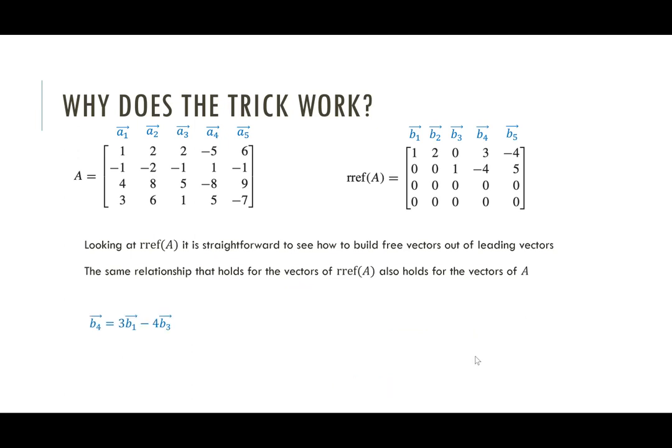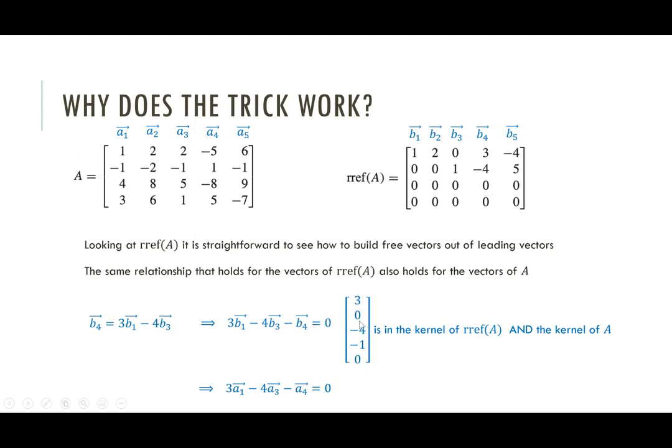Maybe just one more example. We had the second relationship, B4 is 3B1 minus 4B3. Make it a linear relation and solve it so that it's equal to 0. This tells you that 3, 0, negative 4, negative 1, 0 is in the kernel of both ref A and the kernel of A.